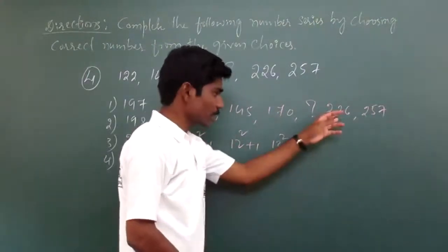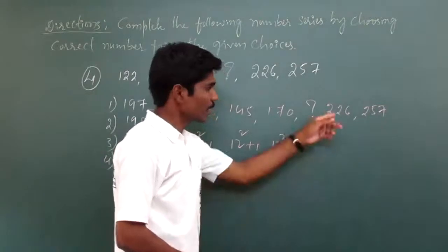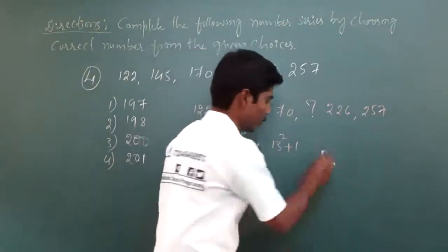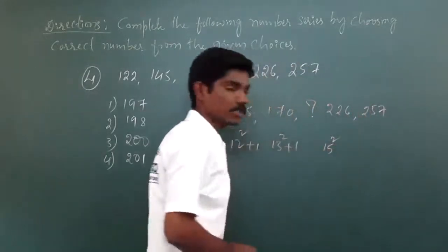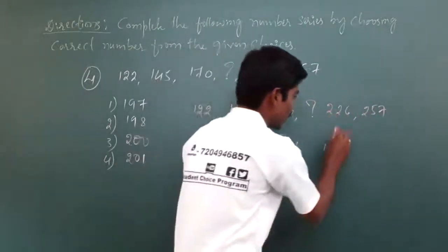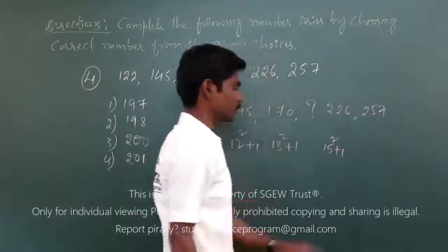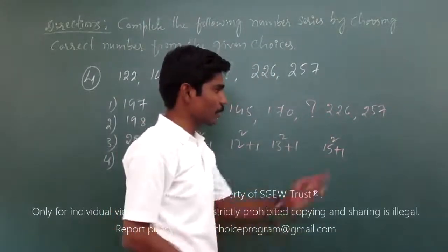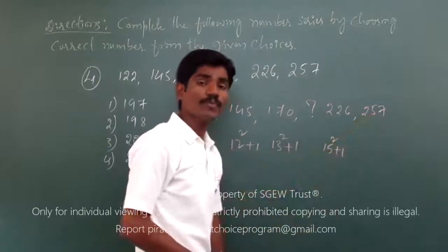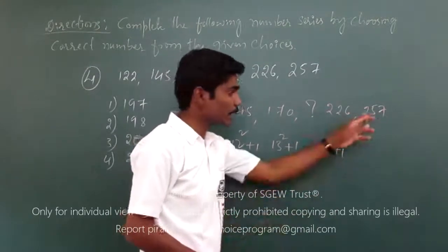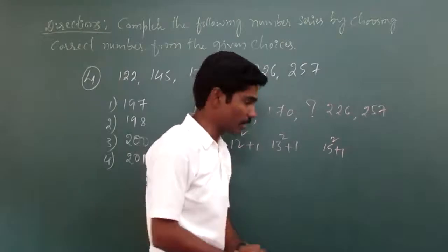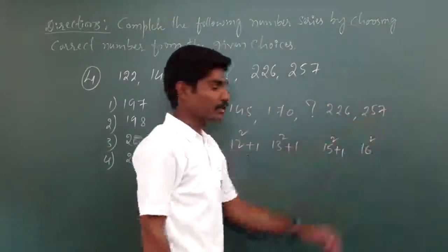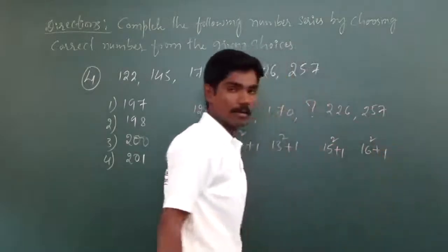Now when you consider 226, this 226 is nearer to square of 15. Now what is square of 15? It is 225. I am having 226, that means I have to add 1. That is square of 15 plus 1 is 226. And lastly, when you observe 257, it is nearer to square of 16. That is 256. I am having 257, that means I need to add 1.